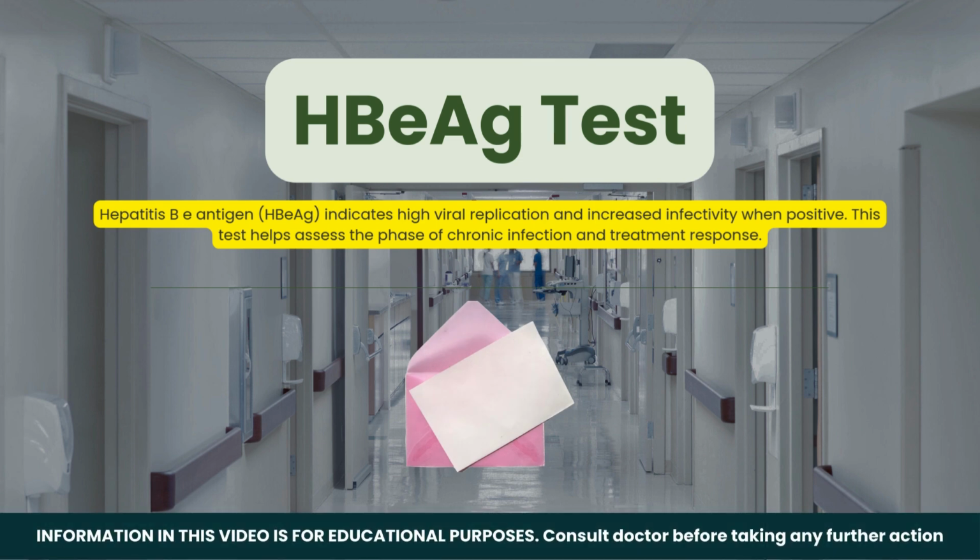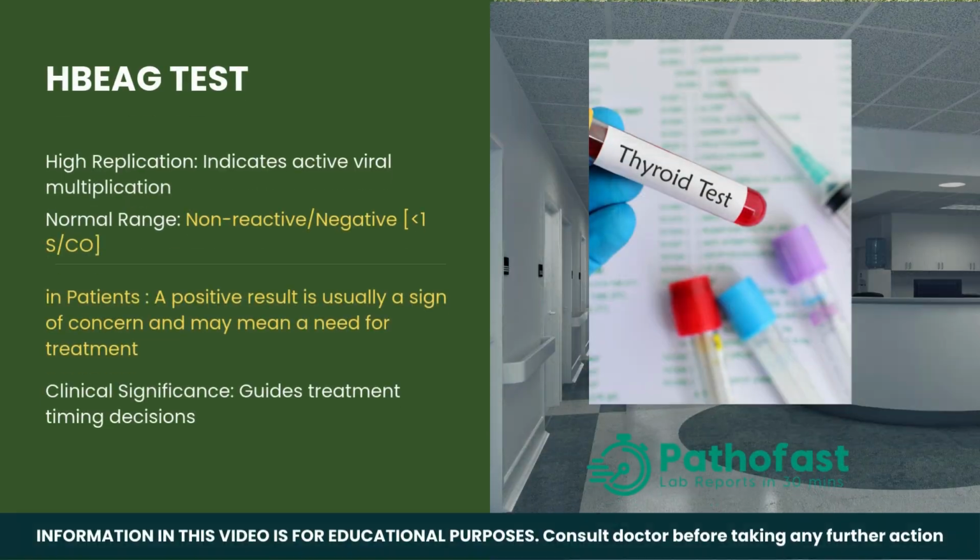Let's now look at the hepatitis B envelope antigen test, which indicates high replication and increased infectivity. So what are the normal ranges of this test? The normal range in a person who has never been infected should be non-reactive or negative, that is less than 1 by SCO. In patients, a positive result is a bad sign. That means that the virus is replicating fast. It helps to guide treatment for the doctors.